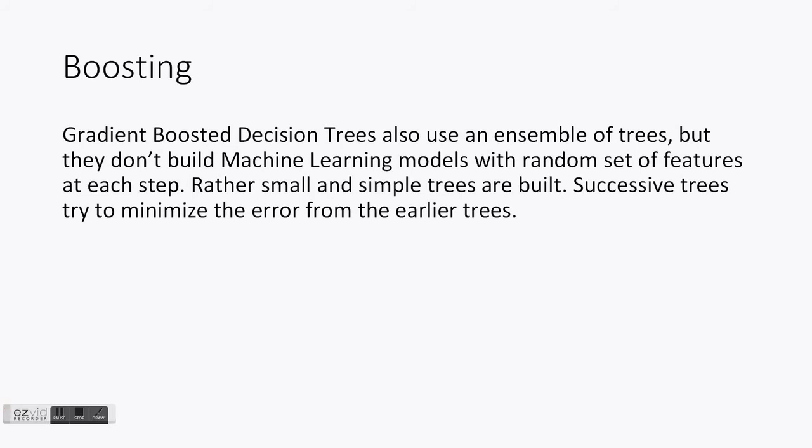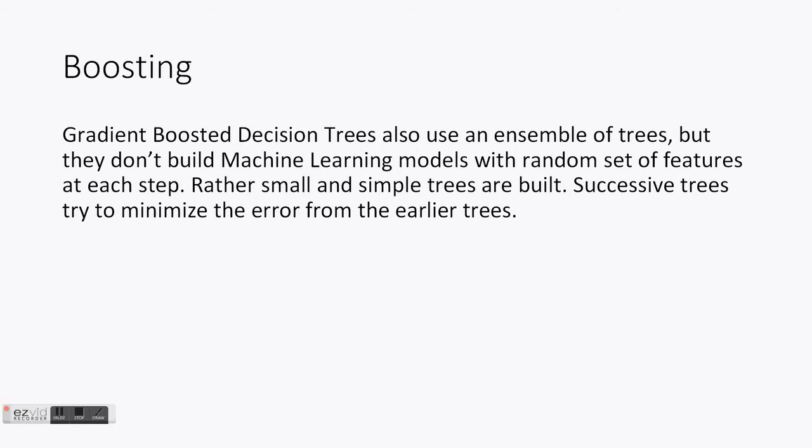Another method used in this is an extension of random forest and decision trees, which is boosting. Boosting also uses an ensemble of trees, but it doesn't create a multitude of trees with a random set of features. Rather, you create a small set of features, then compute the error, and then gradient boosting will try to improve on each successive tree and minimize the error.